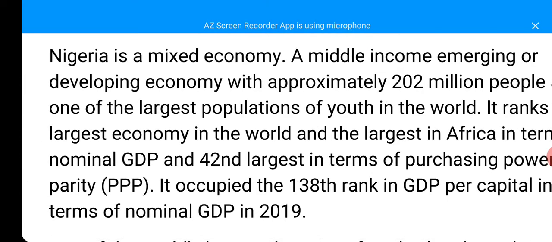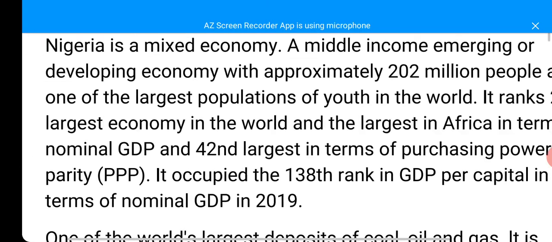That is, when purchasing power parity, which is an instrument used to measure the standard of living, is used, that particular instrument takes cognizance of the purchasing power of the country's currency. So of all the countries that will be compared, they take into consideration their purchasing power. So it's also an instrument that can be used to compare the economies of different countries, just as the nominal GDP is used. So when the nominal GDP is used, Nigeria ranks 27th largest economy in the world.